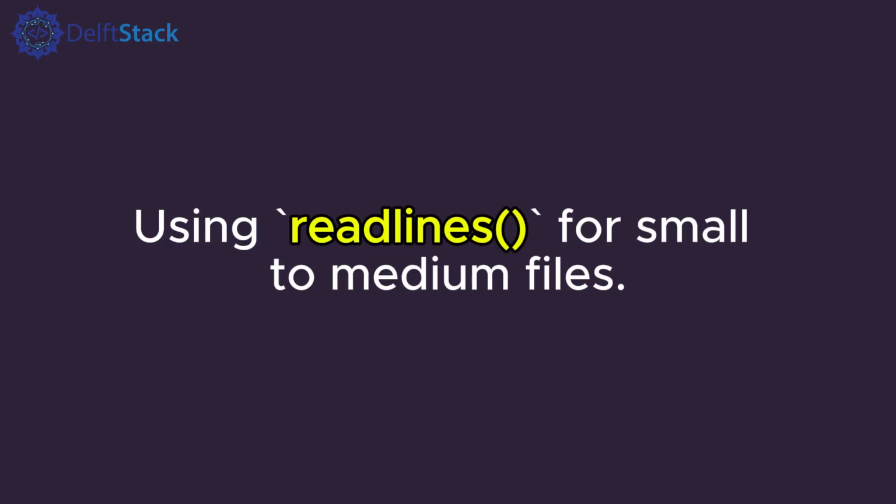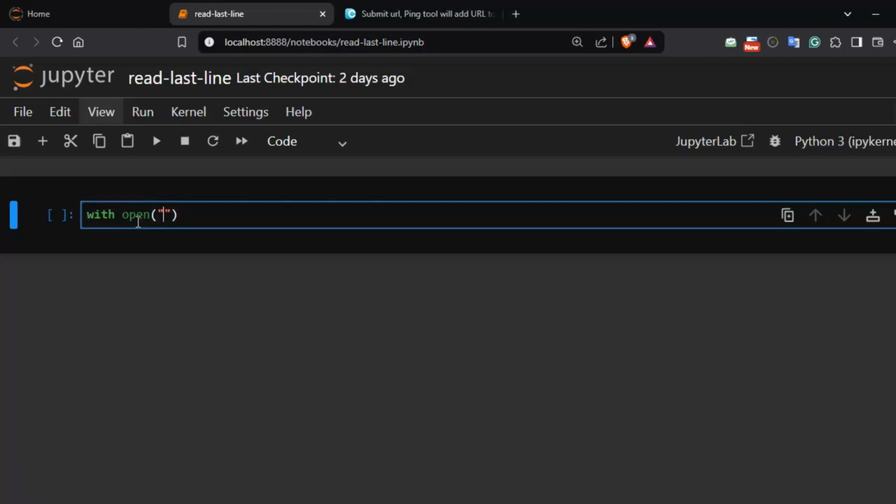Next, we have the readlines method. It reads all lines into a list, allowing easy access to the last line. Here's the code. We use open('file.txt', 'r') to open the file in read mode. The with statement ensures it closes automatically.